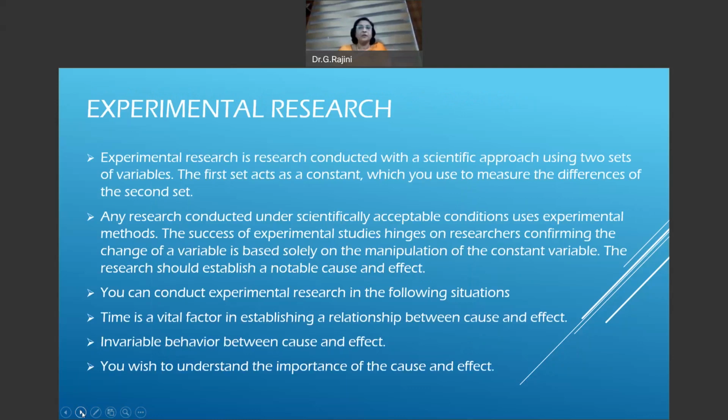So next comes experimental design. I've spoken very elaborately about this in the research design unit itself. It's in unit number 4. Please refer to that as well.